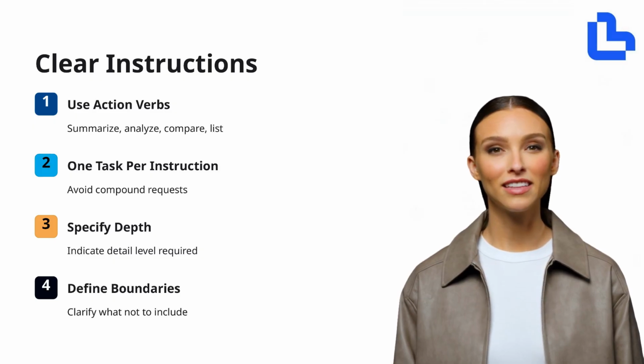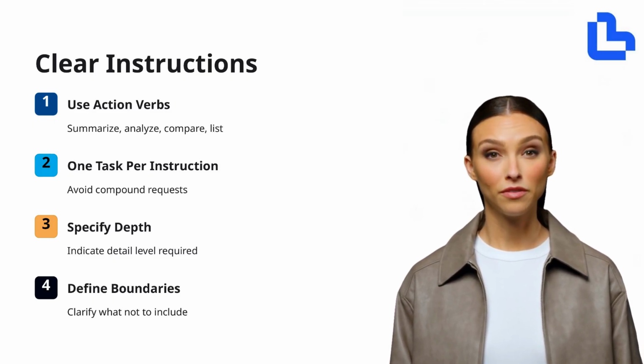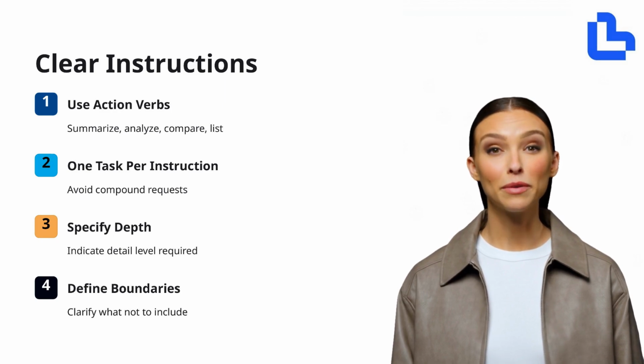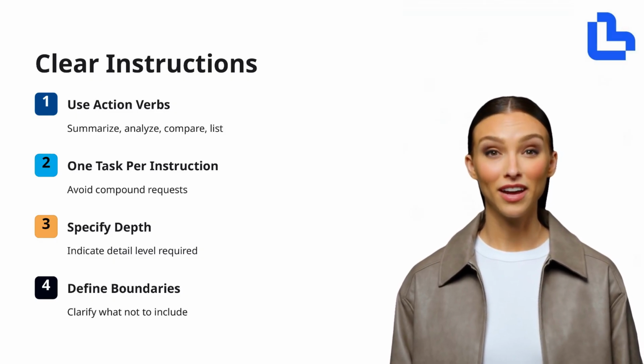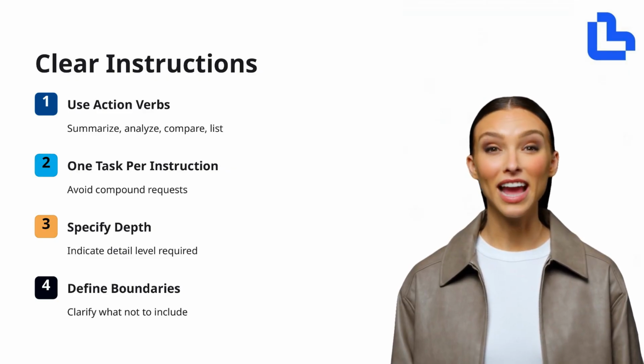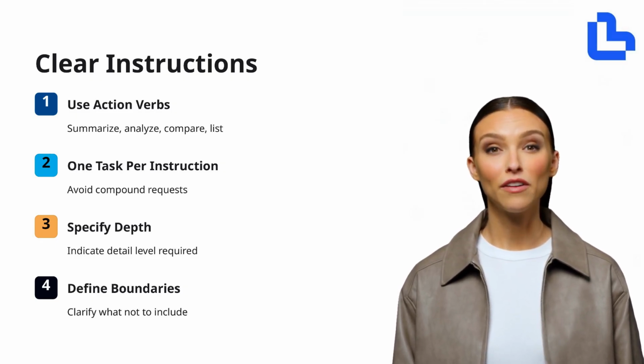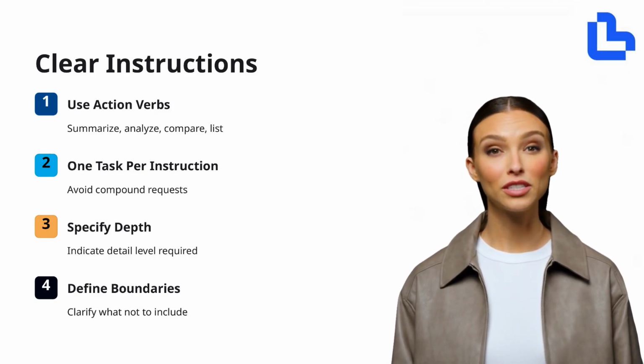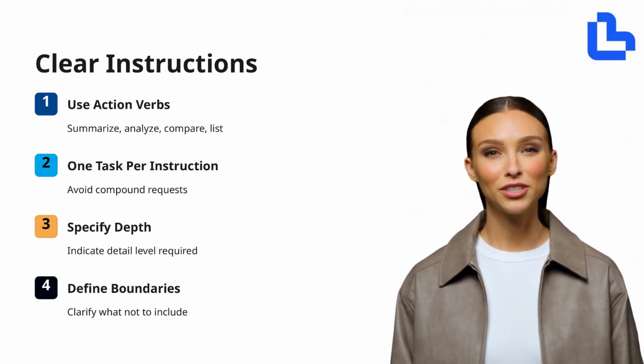Then, specify the depth of the response. Do you want a high-level overview or a deep dive? Should it be a quick bullet list or a detailed explanation? Let the AI know how far to go. And finally, define boundaries. Tell the AI what not to include. For example, exclude any references to pricing or avoid using technical jargon. These constraints help shape the response and keep it aligned with your goals. In short, clear instructions are like a well-written brief. They reduce ambiguity, increase precision, and save you time on revisions. The more intentional you are with your wording, the more powerful your prompts become.